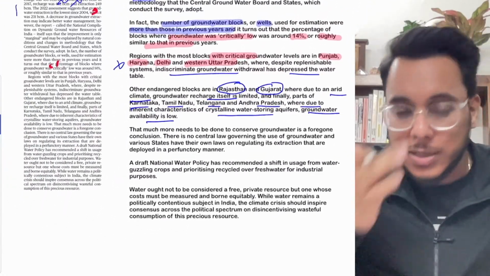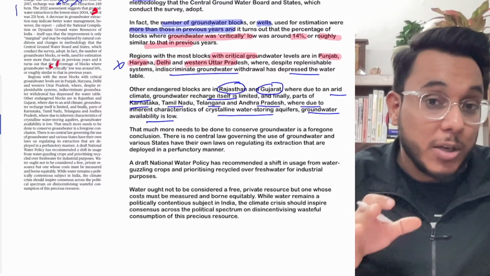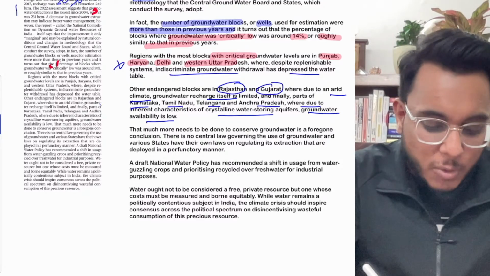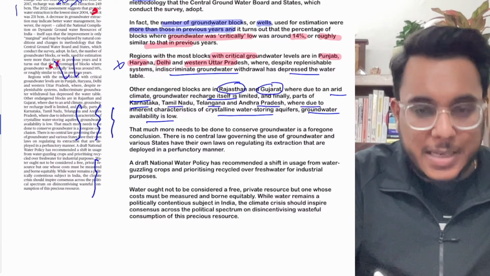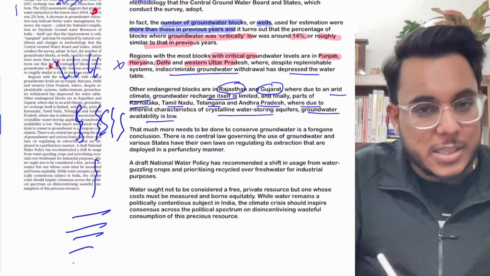When we talk about the groundwater, the groundwater actually is dependent on groundwater recharge. Now, how does the groundwater recharge happen? Groundwater recharge happens by the percolation of the water. For example, there is the rain. Now, the rainwater will percolate through the soil and it will recharge the groundwater.